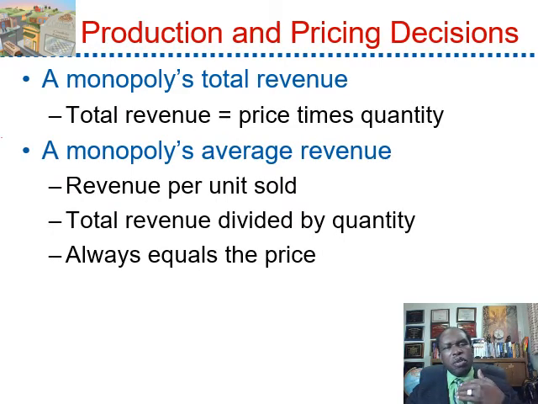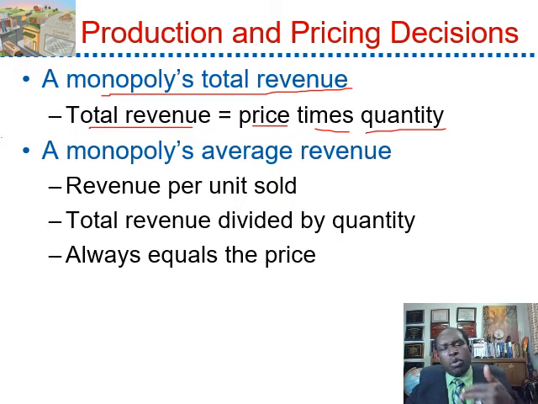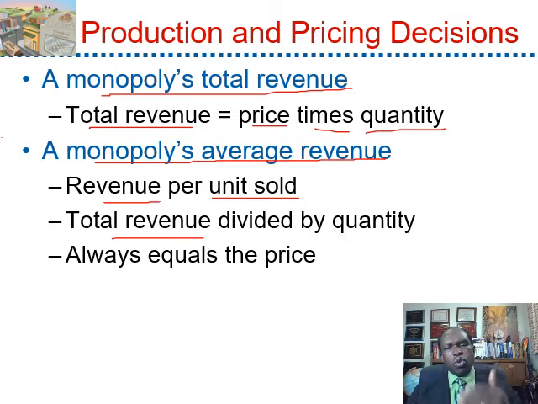So how do you determine the monopoly's total revenue? Total revenue equals the price times the quantity sold in the market. For instance, if the price is $10 and the monopoly is able to sell, let's say, 20 units, 10 times 20 is $200 as the total revenue for the monopoly. A monopoly's average revenue equals the revenue per unit sold, so it is total revenue divided by the quantity. The average revenue is always equal to the price.